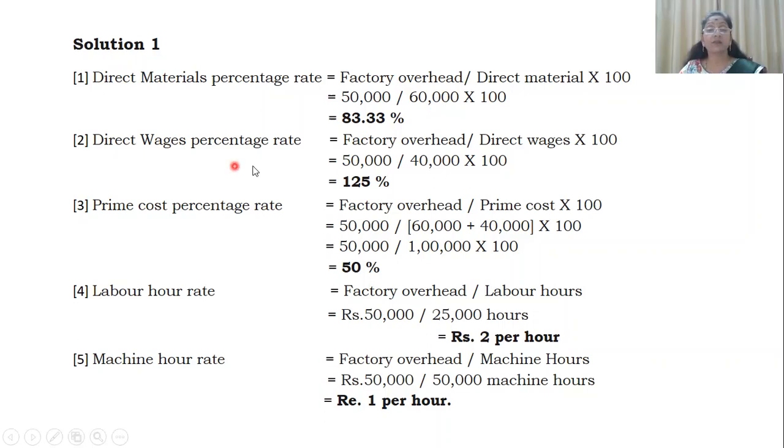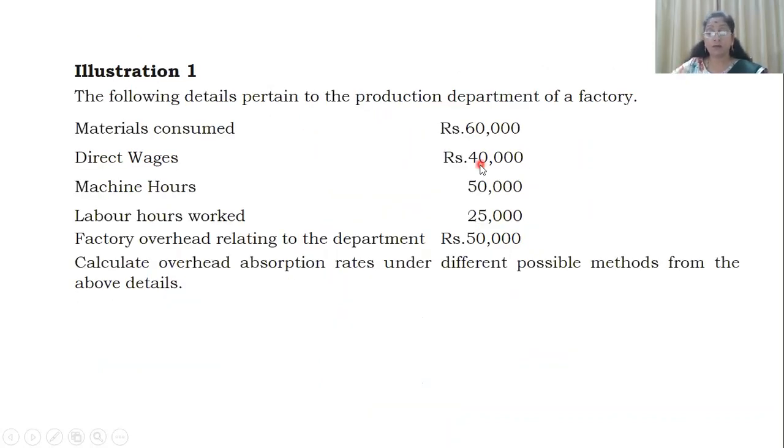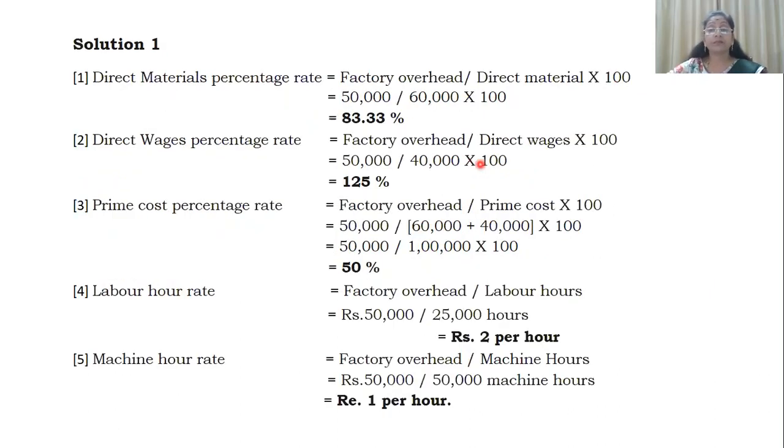Next, direct wages percentage rate. The formula is factory overhead divided by direct wages into 100. Factory overhead, as in the previous calculation, is 50,000, divided by direct wages given in the problem, 40,000, into 100. So we arrive at 125%. That is the direct wages percentage rate.